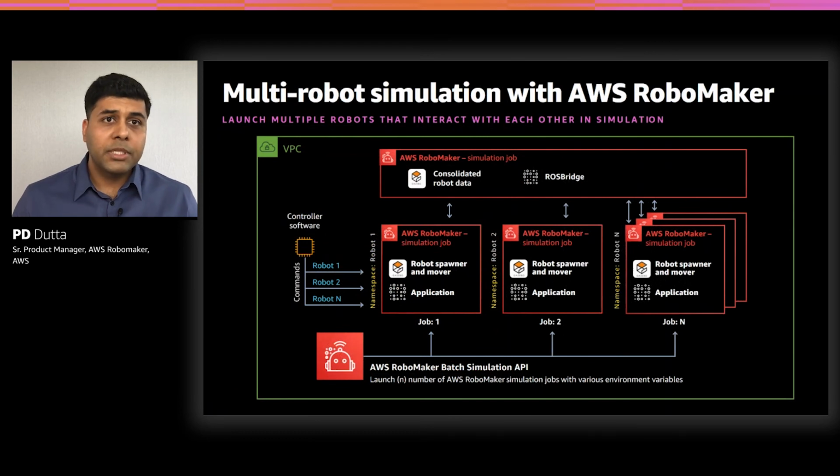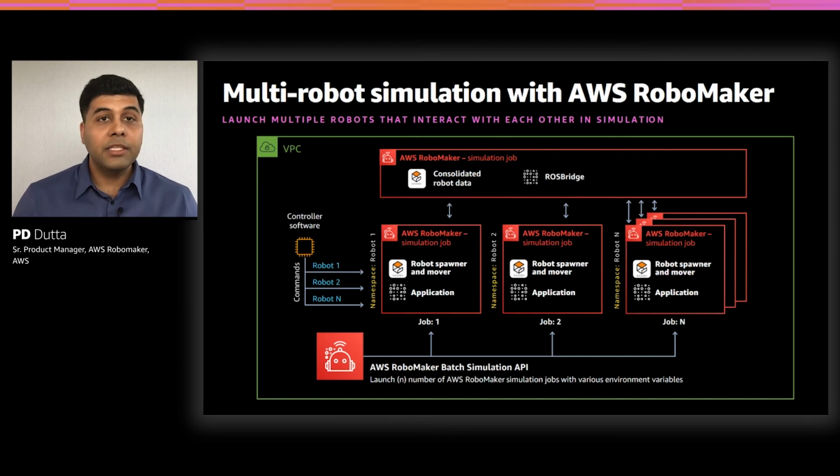Now, simulation can help in these scenarios, but it can be challenging to set up simulation for multiple robots. This is because Gazebo simulations are usually done on premises, and then you require expert knowledge to manage the namespaces or compute limits. This is where AWS RoboMaker can help you build a fleet of robot simulations at scale.